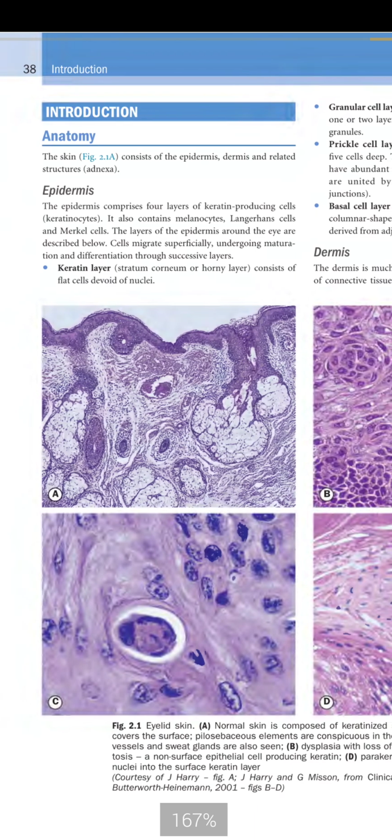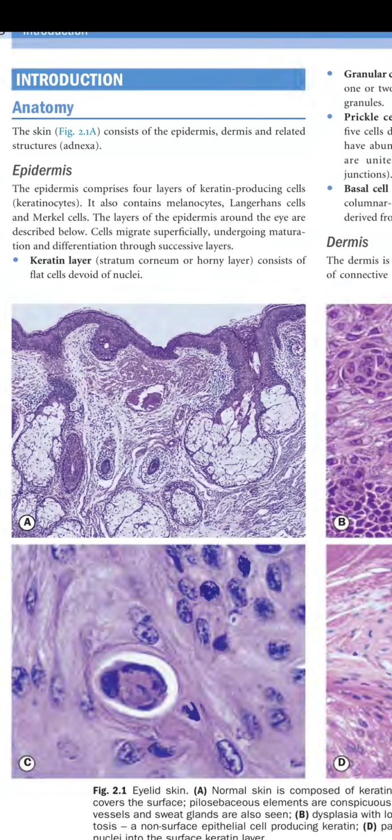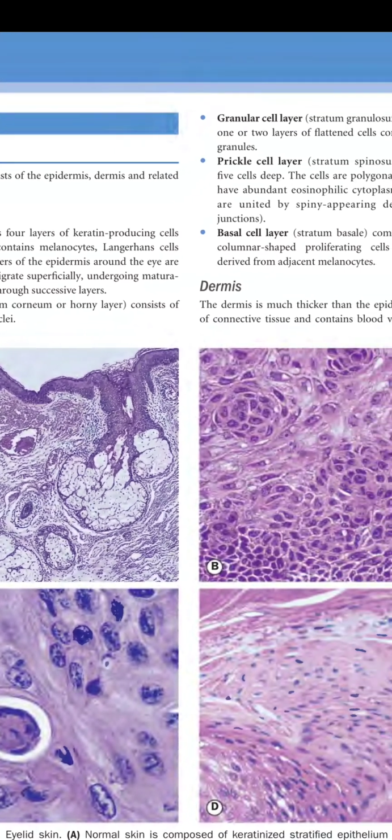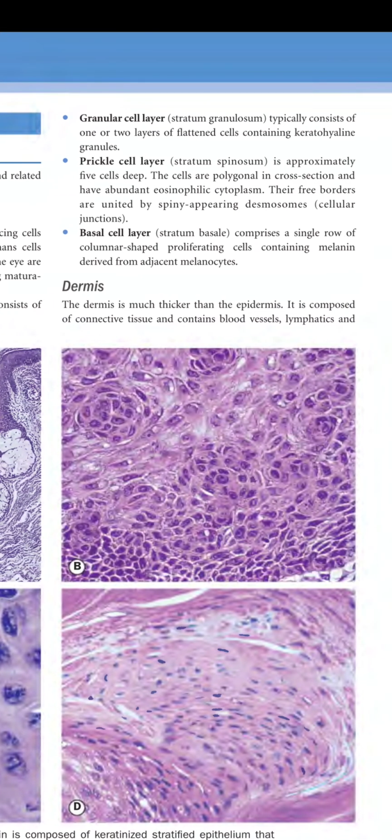First is the keratin layer, stratum corneum or horny layer, consisting of flat cells devoid of nuclei. Granular cell layer, stratum granulosum, typically consists of 1 or 2 layers of flattened cells containing keratohyaline granules. Prickle cell layer, stratum spinosum, is approximately 5 cells deep. The cells are polygonal in cross section and have abundant eosinophilic cytoplasm. Their free borders are united by tiny spiny desmosome cellular junctions. Basal layer, stratum basalis, comprises a single row of columnar shaped proliferating cells containing melanin derived from the adjacent melanocytes.